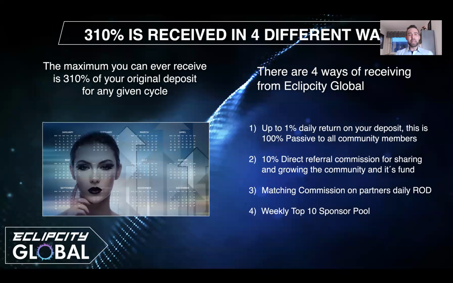Now, 310% is received in 4 different ways, my friends. The maximum that you can ever receive, as we just spoke of, is 310% of your original deposit for any given cycle. There are also 4 ways of receiving from the EclipCity Global Fund. The first one is something that everyone gets. This is 100% passive, and that is the up to 1% daily return on your deposit. As said, this is 100% passive to all community members.